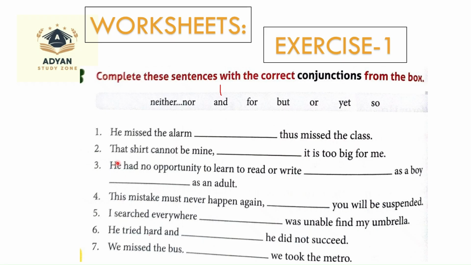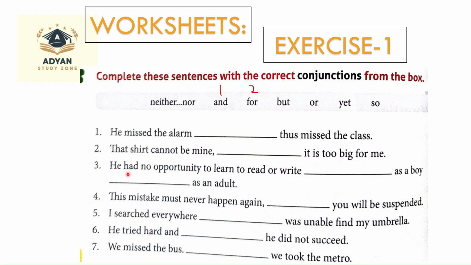Second is, dash shirt cannot be mine, dash it is too big for me. Here the correct conjunction is for. And note that for is also called because in conjunction. So that shirt cannot be mine, for it is too big for me. That is because it is too big for me.